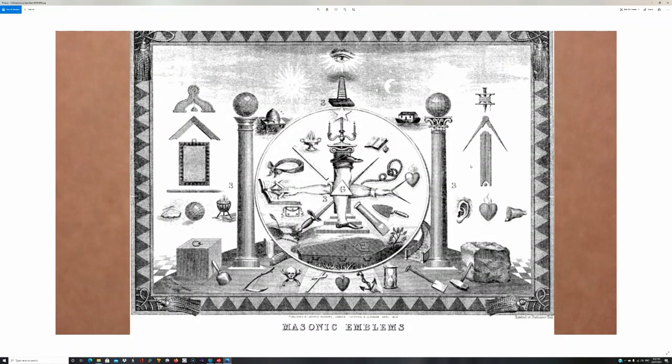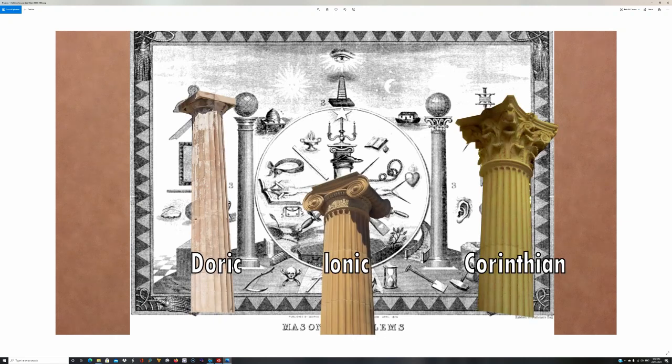Now we look at a Masonic tracing board, and you might notice that two columns is actually three. We have this column and this one, but there's also one here in the center which is partially obscured. These also represent the three Greek orders. On the left is the Doric column, in the center we see the Ionic column, you can see the swirl, and on the right we have the Corinthian column. Doric is strength, Ionic is wisdom, and Corinthian is beauty. We'll come back to that.